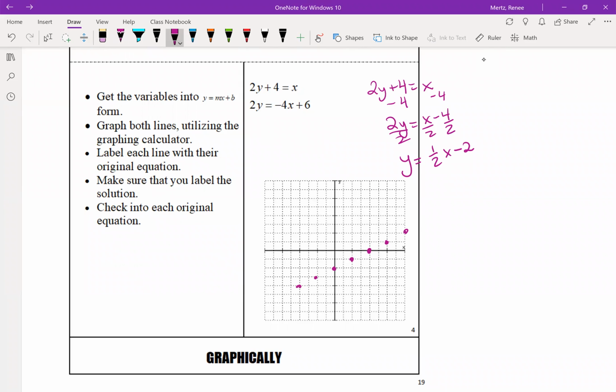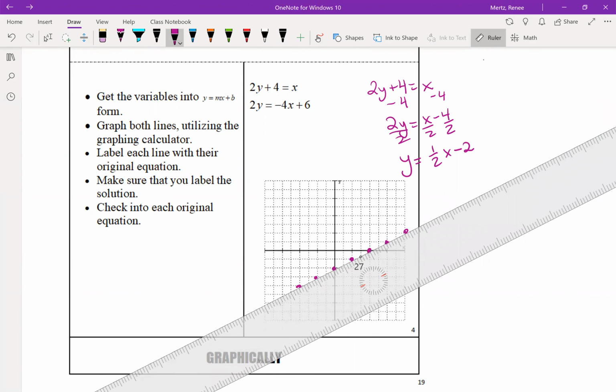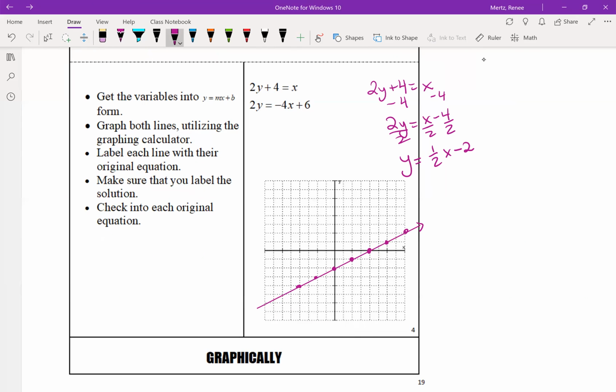I like to put a bunch of points on, graph this line. Label it, 2y plus 4 equals x. I like to switch colors when I'm doing this. So now I have 2y equals -4x plus 6. I have to divide by 2. Y equals -2x plus 3.